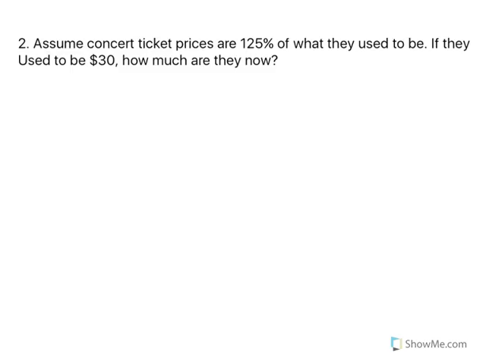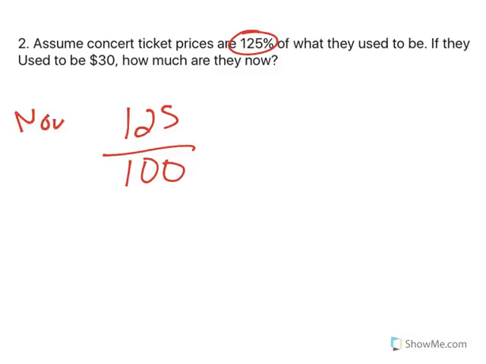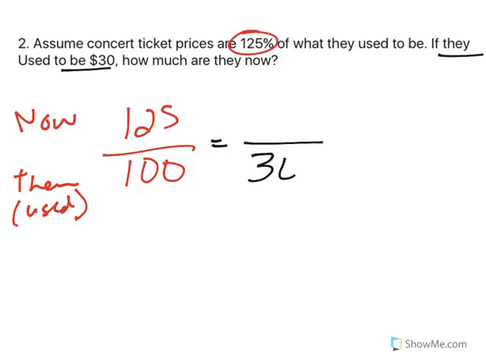Now, story problems I think are easier as proportions. So, assume a concert ticket prices are 125% of what they used to be. If they used to be $30, how much are they now? Okay, so when you start with this 125% over 100, they're 125% of what they used to be. So the 125 is now, the 100 is then. It's what they used to be. So when you're looking at this other fraction, they used to be 30. Well, that goes on the bottom. How much are they now is on the top.